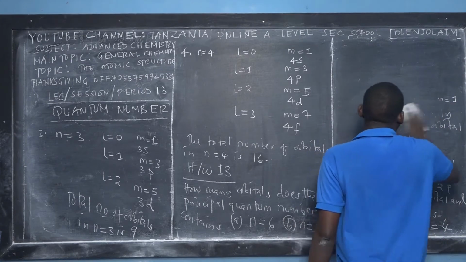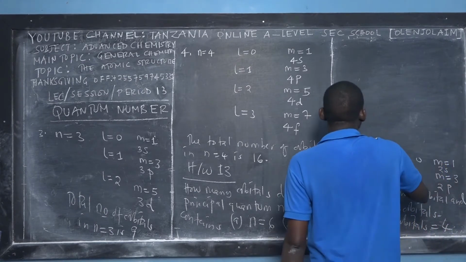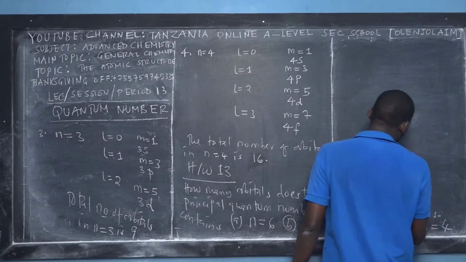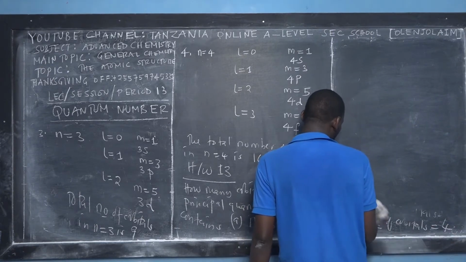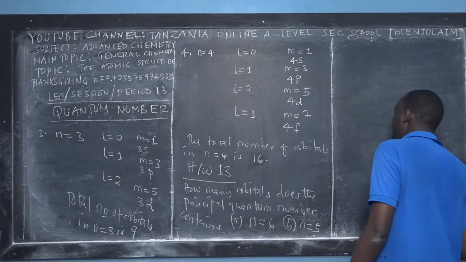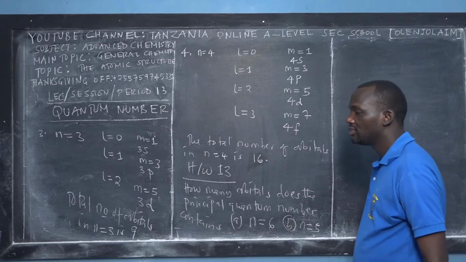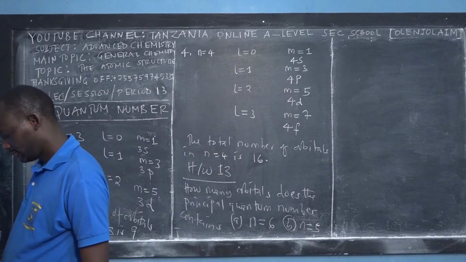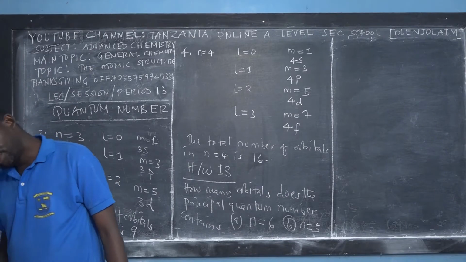So now we can identify the total number of orbitals. Also remember, twice the total number of orbitals will be equal to the number of electrons accommodated in that energy level, on that principal quantum number. Okay.